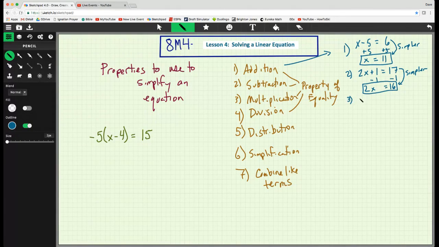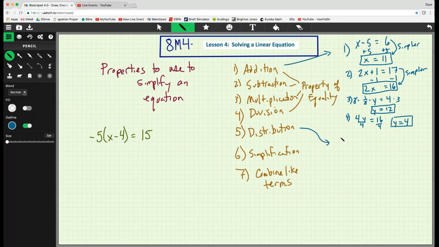Multiplication. If I have a third times y equals 4, I can multiply both sides by 3. And 3 times a third, cancel your 3's, you get y equals 12. That's multiplication. And division is kind of the opposite. If I have 4y equals 16, I can divide both sides by 4, and I get y equals 4.